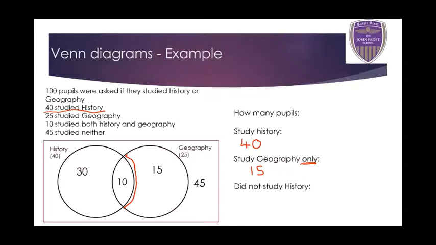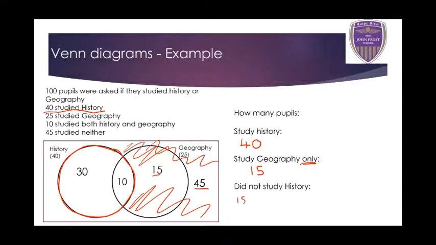And then the last question, how many pupils did not study history? There are two ways you can go about this. You can think, how many pupils do study history, and take that number away from the total. That would leave you with the rest. But if you think of it with Venn diagrams, this circle is who studies history, so we want everything outside of this circle. The two numbers we've got are 15 and 45. 15 plus 45 equals 60. So that is how many people do not study history.